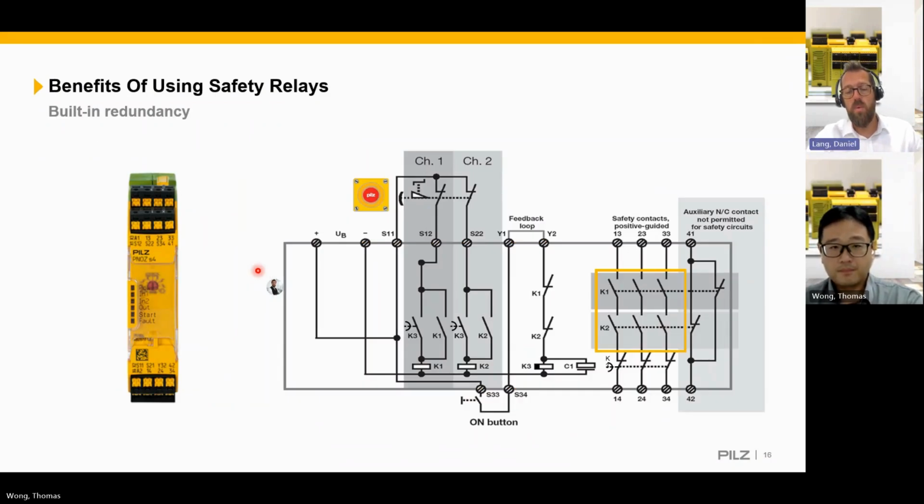So what you see here is that we have K1 and K2 wired in line, let's say in a row. This is the redundancy. And what is the idea behind that?